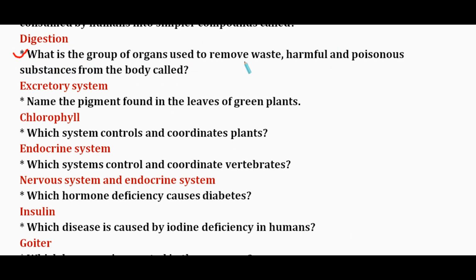Next question. What is the group of organs used to remove waste, harmful and poisonous substances from the body called? It is the excretory system. Name the pigment found in the leaves of green plants. This is chlorophyll. Which system controls and coordinates plants? Endocrine system. Which systems control and coordinate vertebrates? Nervous system and endocrine system. Which hormone deficiency causes diabetes? Insulin. Which disease is caused by iodine deficiency in humans? Goiter.